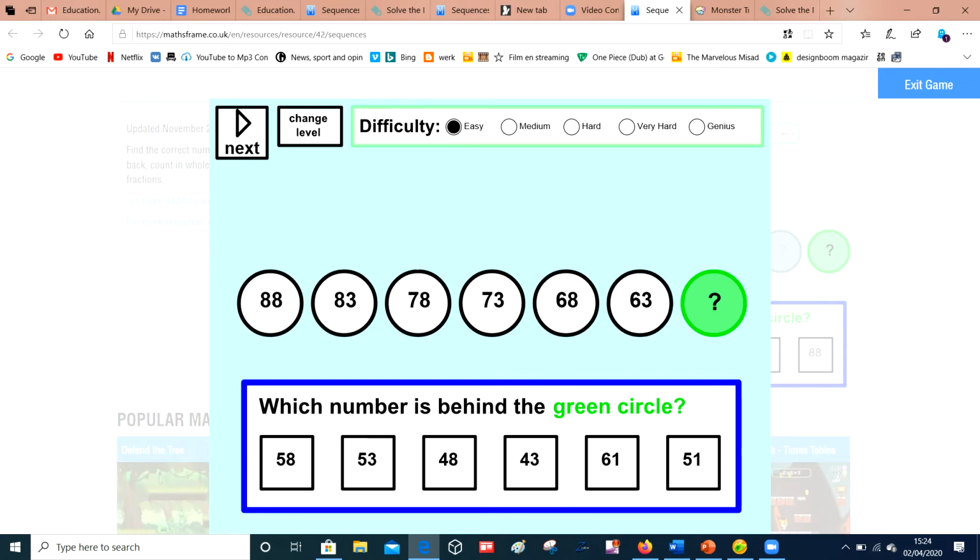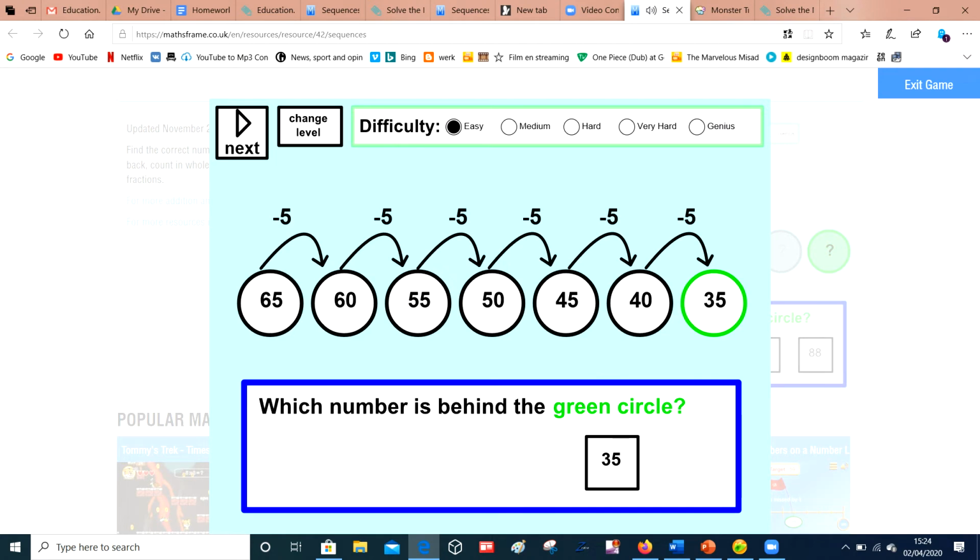Okay, let's try this one here, another decreasing number pattern. We start at 65, jump down to 60, 55, 50. Did you guess the rule yet? Of course, we're jumping backwards from -5. So 5 less than 40 is 35. How did you do?